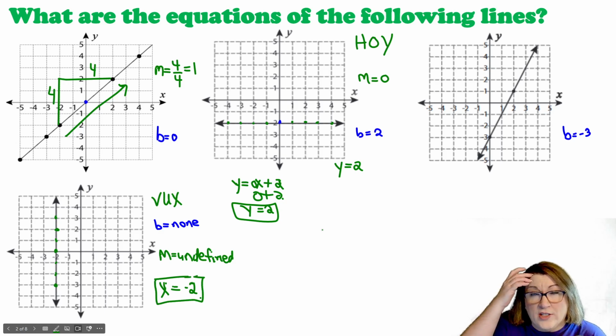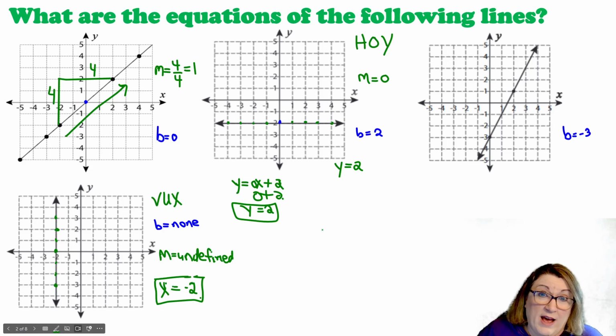Okay, so HOI and VUX are strange because they don't have both variables. So your slope and your B, most of the time vertical lines don't have a B. And your B value is actually your equation value on the HOI lines.